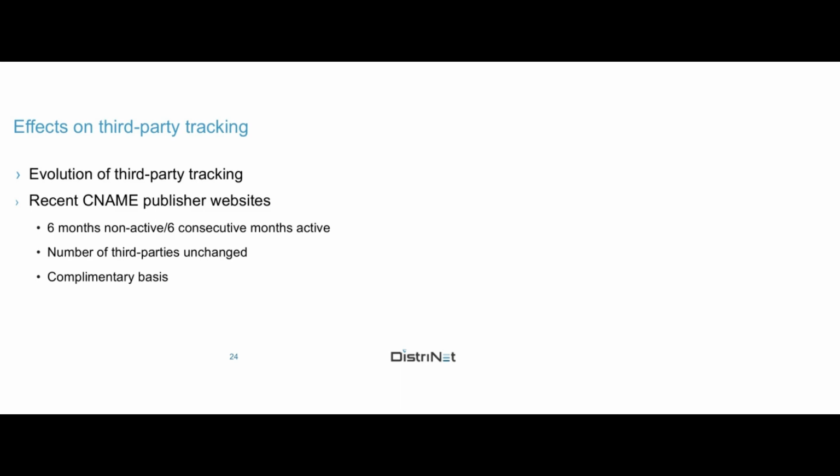We measured the number of third parties along this period, and we see that the number of third parties isn't changed, which indicates that CNAME-based tracking on these websites is not really meant to replace third-party tracking. It is actually used on a complementary basis to obtain extra information about the users visiting their website.